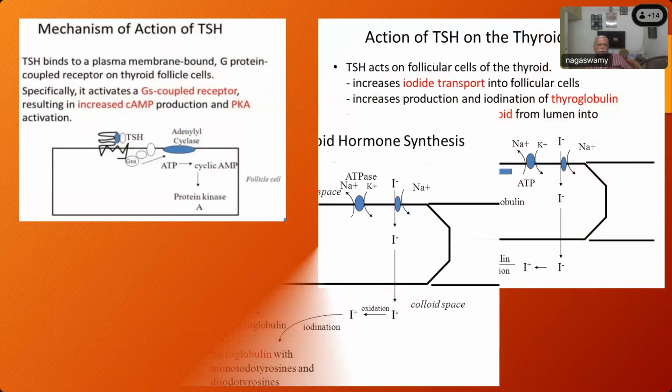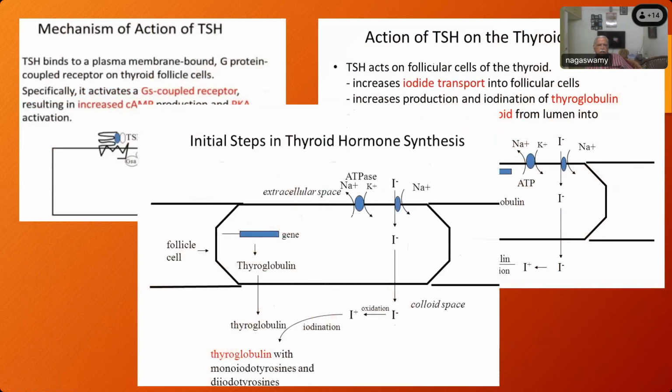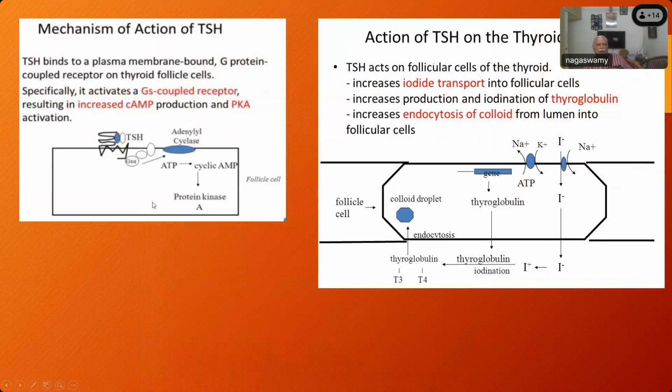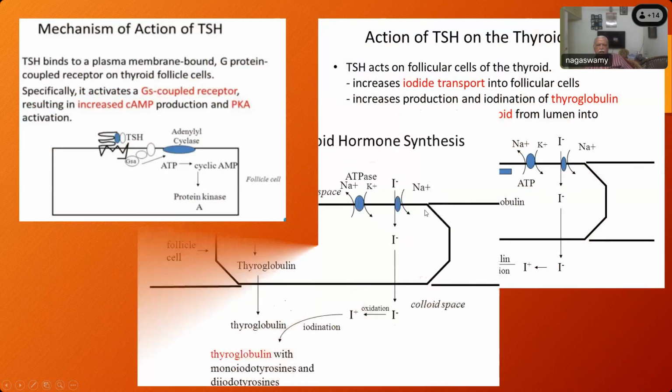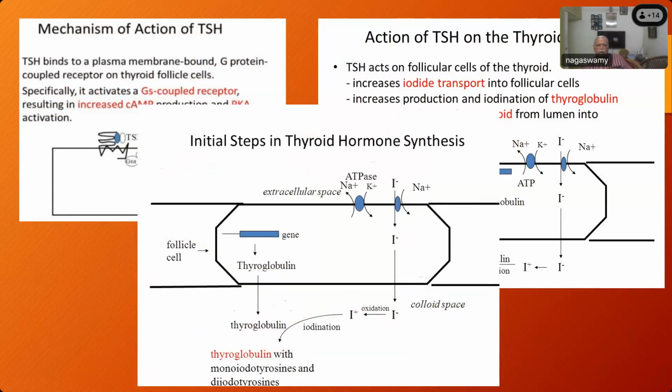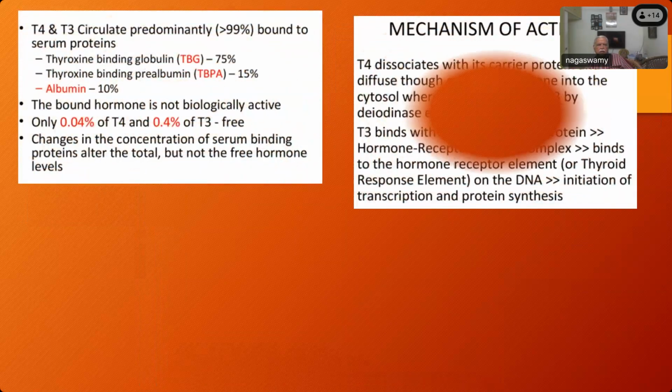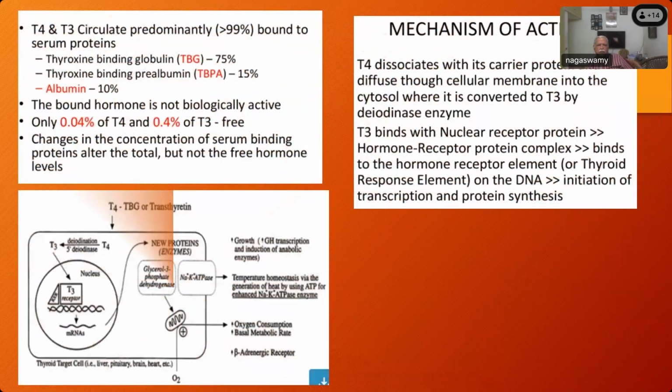And mechanism of action of thyroxine and the thyroid hormone, this is the G protein coupled receptor, and this is activating this and then releasing. The action results in release of, it also helps in synthesis as well as the release of the hormone from the gland. And this is the various mechanisms how it acts.